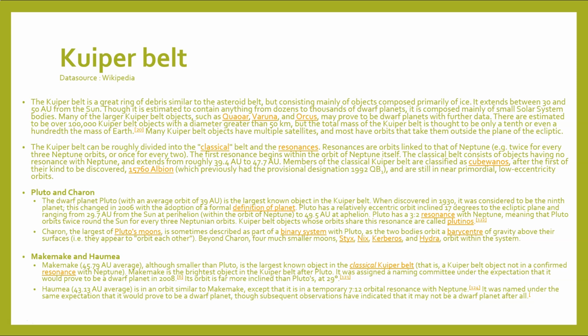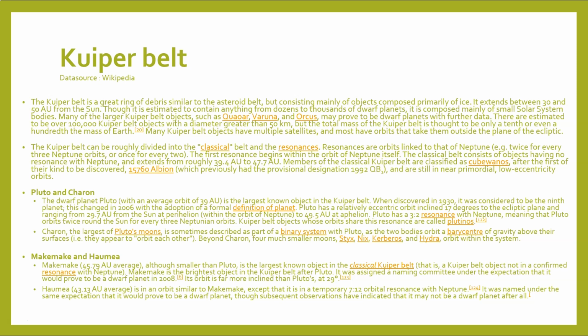With further data, there are estimated to be over 1 lakh Kuiper belt objects with diameter greater than 50 kilometers. But the total mass of the Kuiper belt is thought to be only about a tenth or even a hundredth of the mass of the Earth. Many Kuiper belt objects have multiple satellites, and most have orbits that take them outside the plane of the ecliptic.